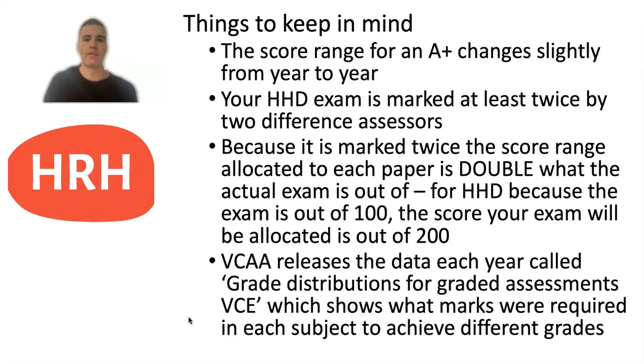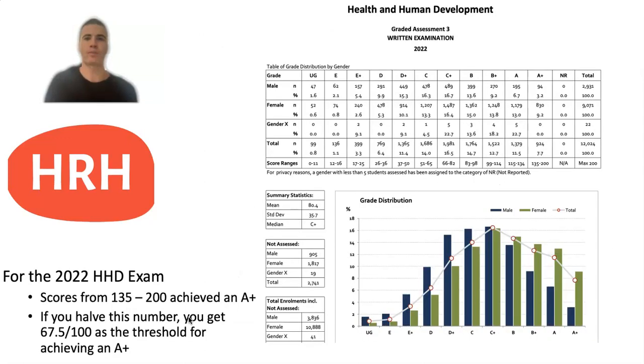VCAA releases the data for all VCE subjects at the start of the following year, after the previous set of exams. This is called the Grade Distributions for Graded Assessments in VCE, and it shows across all the different VCE subjects what marks were required in each subject to achieve different grades. Here you can see some of the data that was released earlier this year in 2023 for the Health and Human Development exam at the end of last year. I'll let you know where you can get a link to this information shortly.